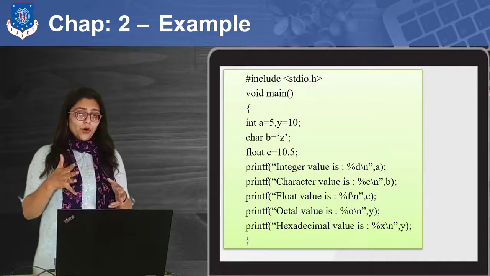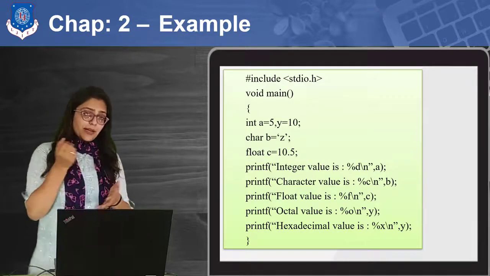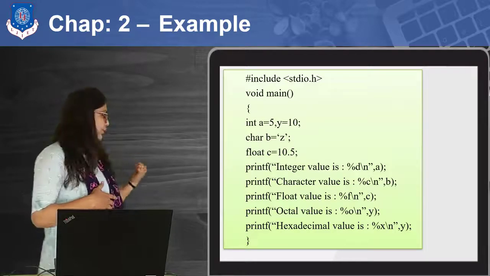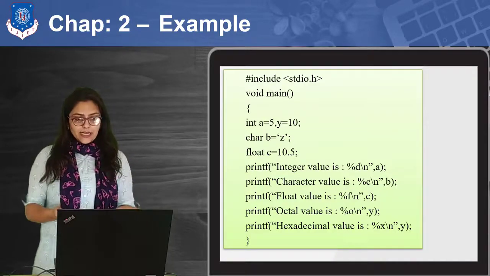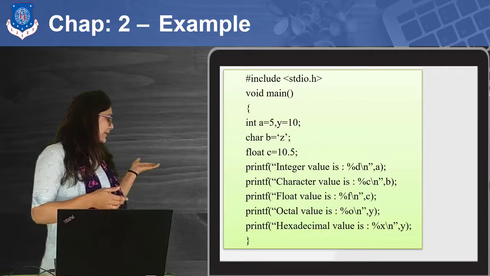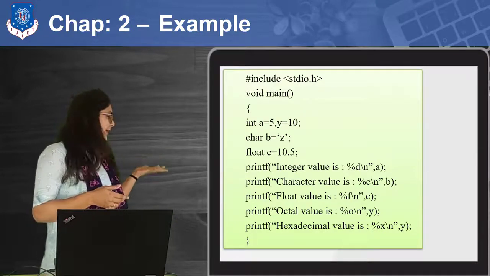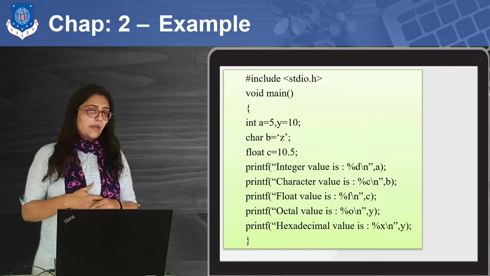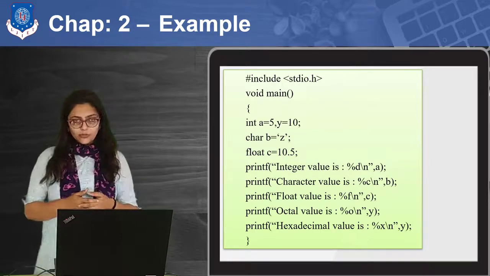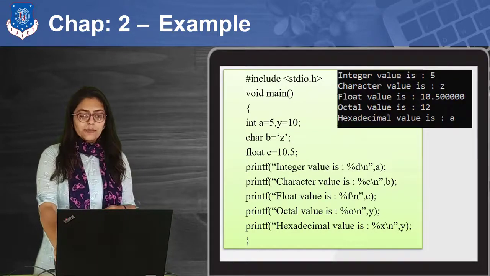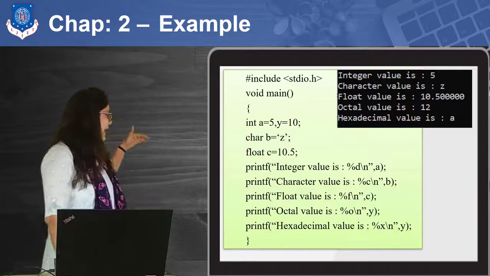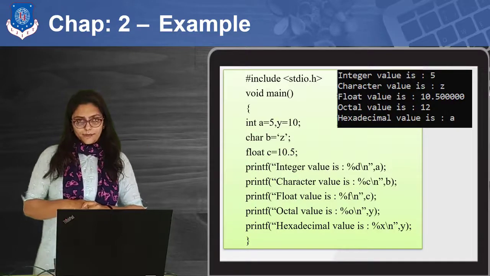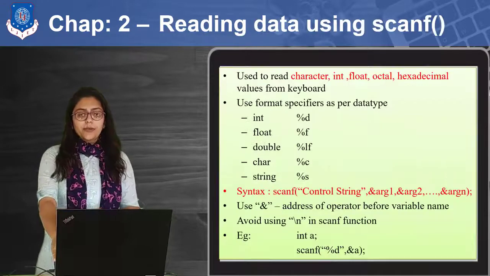So even if you want to print the hexadecimal value of some decimal or integer value, you can use a format specifier for that. I am using %o and %x for printing the octal and hexadecimal value of my decimal value 10. Okay, so you can run this program and you will see that you get output something like this. Right? So this is all about printf.